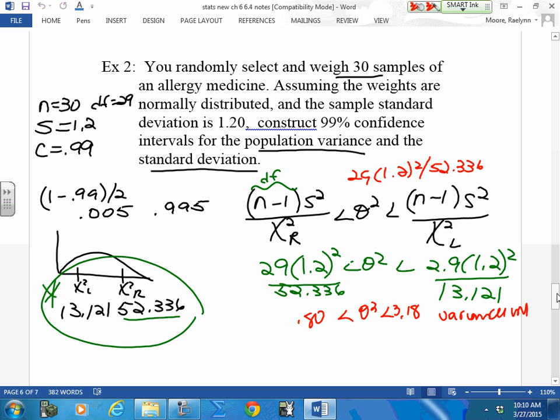You can go 2. Now, to get your standard deviation, don't I take the square root of the variance to get a standard deviation? So I take the square root of all the pieces. Try it again. So this should come out to 0.89.